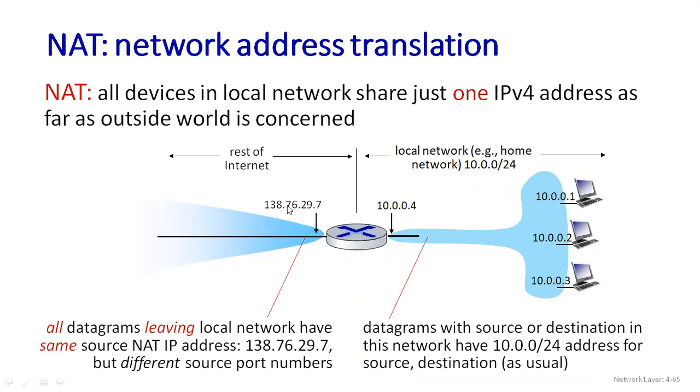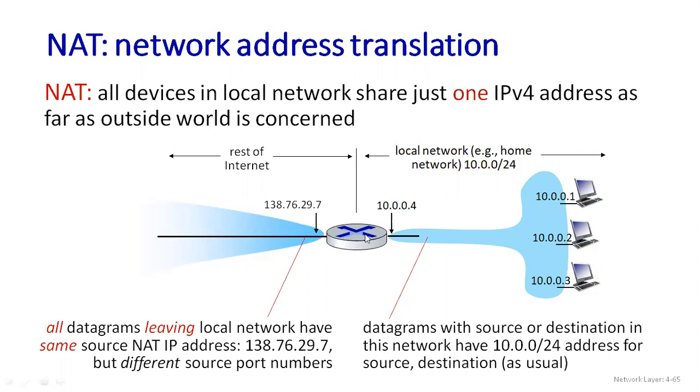All has to be connected with this. So when many systems are connected with one IP address, that kind of IP address is known as our NAT IP address. You can see here, this is a local network. So all datagrams leaving the local network, when they are passed through this, will have the source NAT IP address.